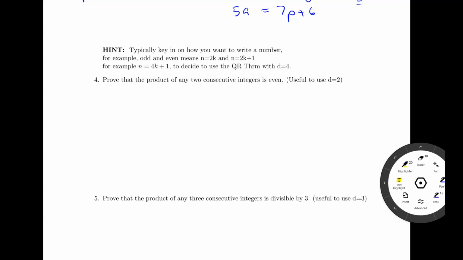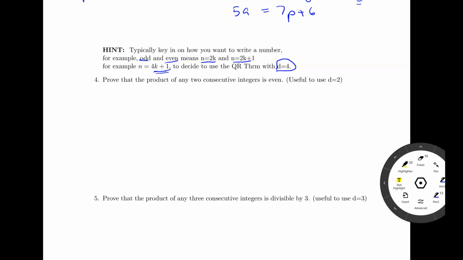Typically, if it starts talking about odd and even, then you want to break it up into odds and evens. Or sometimes you want to break it up using d equals 4. That means n equals 4k, 4k plus 1, 4k plus 2, 4k plus 3. In the first couple here I'm giving you examples, or hints I should say, but as you move forward, you're going to have to play with it: how do I want to break up the numbers so it'll be useful for me?